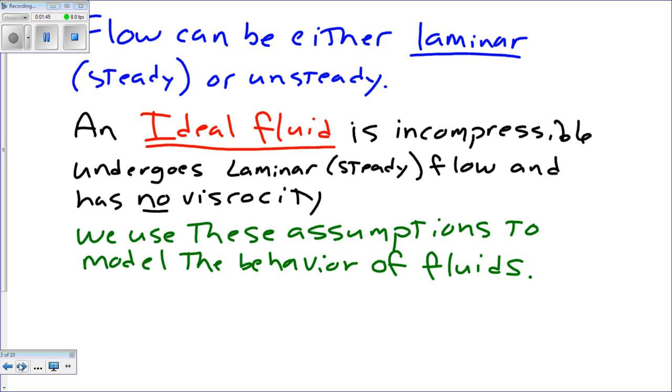We don't have any fancy physics words for unsteady flow. We could probably make one up. Laminar or steady flow, right? An ideal fluid is incompressible, undergoes laminar or steady flow, and has no viscosity. It's the ideal physics world where there's free candy in the van. Yay. We use these assumptions to model the behavior of fluids. It's the perfect physics world where everything works the way it's supposed to.